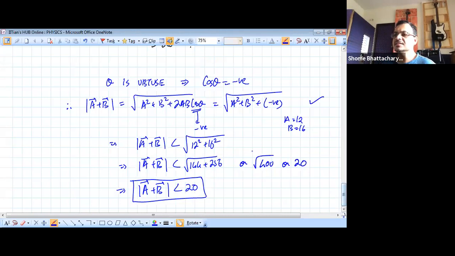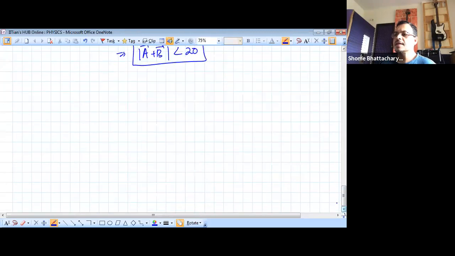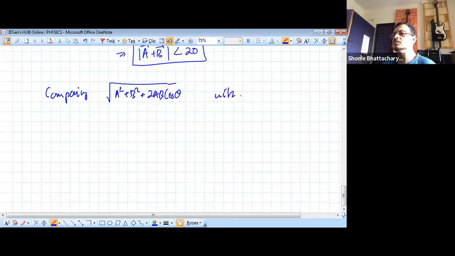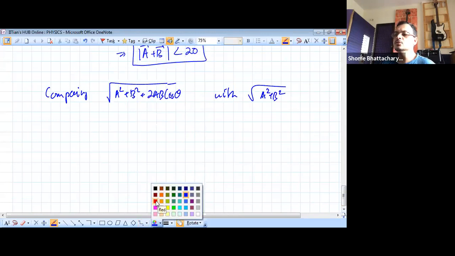Discard नहीं किया बेटा, less than बोला है. See, I am comparing the quantity root of a square plus b square plus 2ab cos theta with root of a square plus b square. Compare कर रहा हूँ दोनों, equate नहीं कर रहा हूँ. Understanding? We are comparing the two, we are not equating.